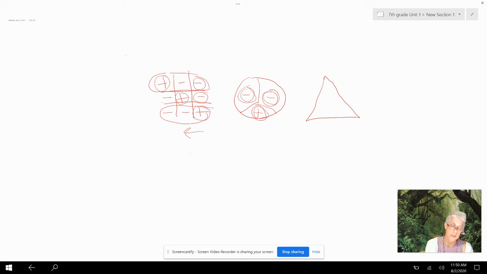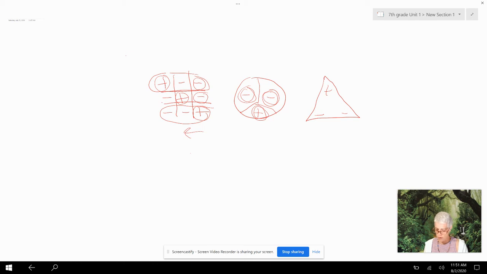Same with this triangle. I can have a negative, negative, positive, and I can just look at the different angles of this triangle to determine: if my two numbers are both negative, my answer will be positive. If my numbers are positive and negative, then my answer is going to be negative. So those are methods that you can use in regards to multiplying and dividing with negative numbers.